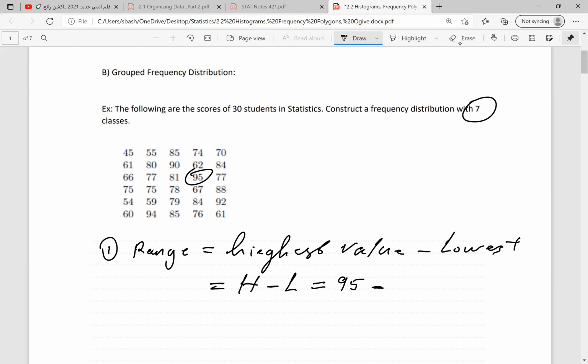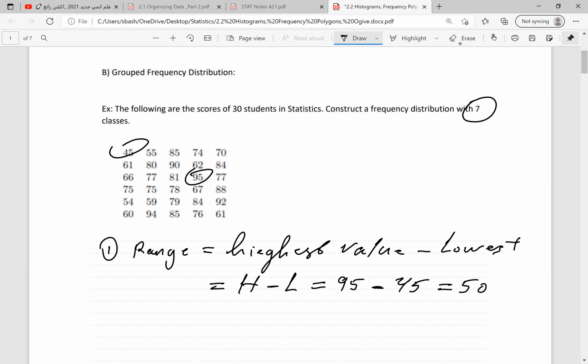So the highest value is 95 minus the lowest. Let's just look for the lowest one. It is 45. So the lowest value in this data is 45, and the difference is equal to 50. So the range of this data is equal to 50. Take the highest one and lowest one and find the difference between them. The difference between the highest and the lowest is called the range of the data.